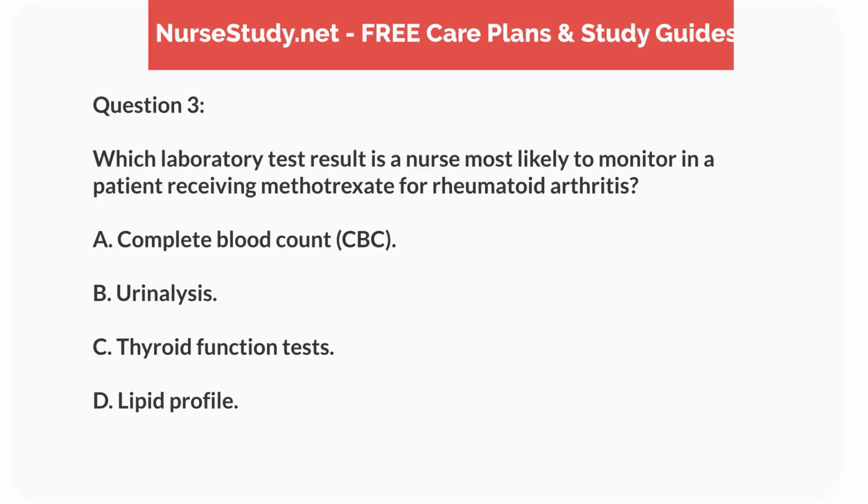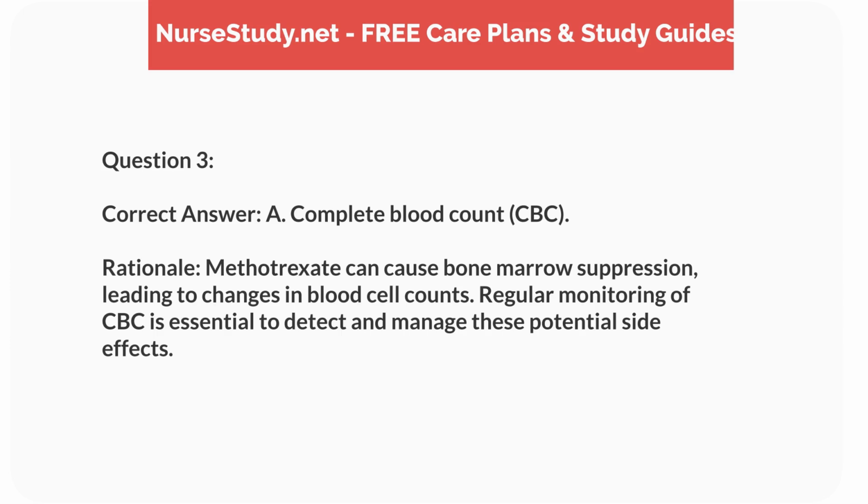Question 3. Which laboratory test result is a nurse most likely to monitor in a patient receiving methotrexate for rheumatoid arthritis? A. Complete blood count, CBC. B. Urinalysis. C. Thyroid function tests. D. Lipid profile. Correct answer. A. Complete blood count, CBC.